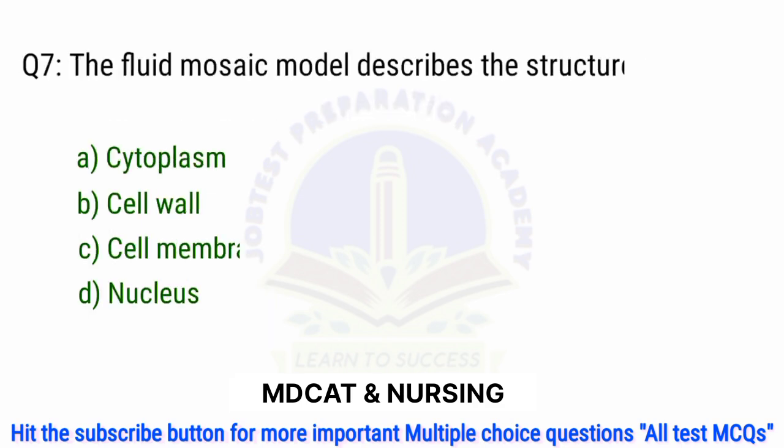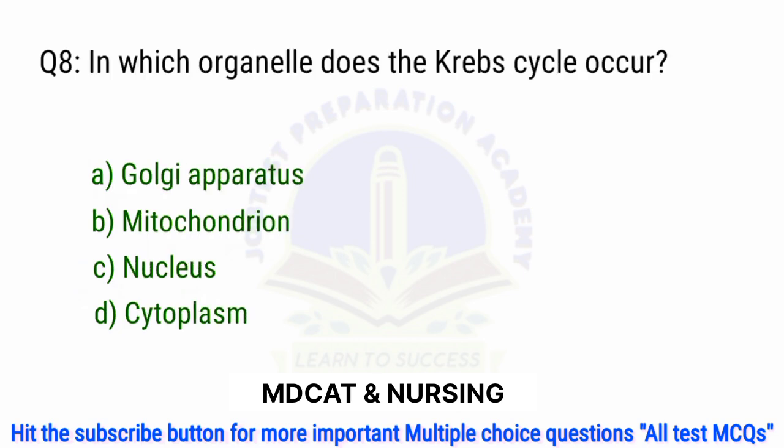Question number 7. The fluid mosaic model describes the structure of the. The right answer is option C, cell membrane. Question number 8. In which organelle does the Krebs cycle occur? The right answer is option B, mitochondria.